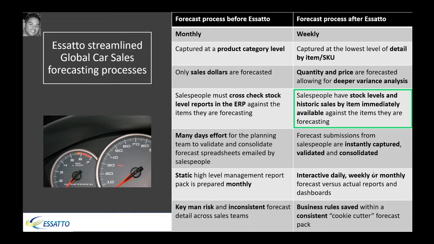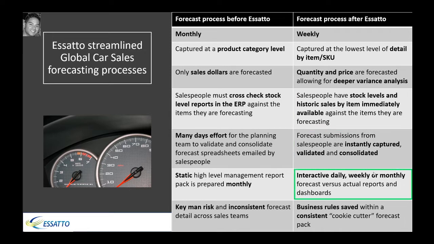Forecast effort has been reduced. Salespeople no longer search for stock information and history in many systems, and forecast inputs are now captured and consolidated automatically. Forecast variance reporting is now more frequent and interactive, and key man risk has been reduced because much of the process is now automated.